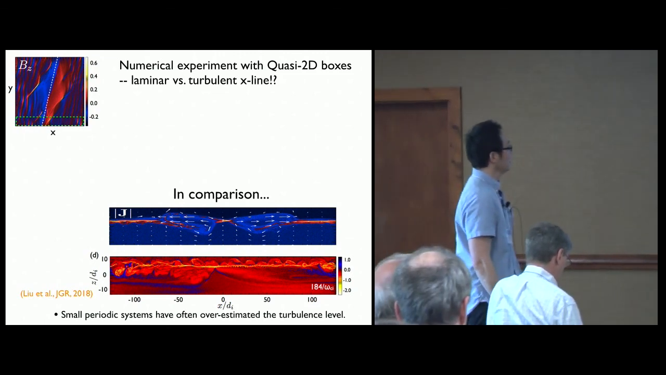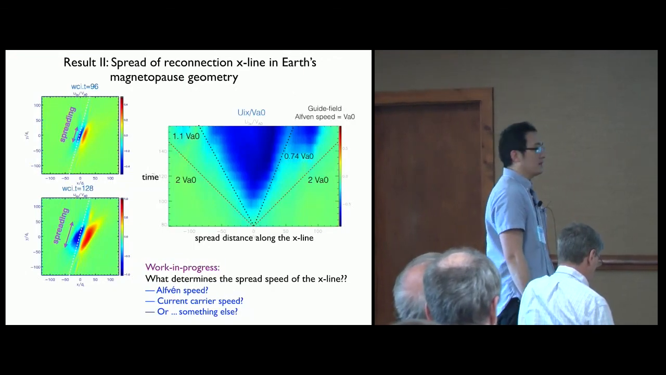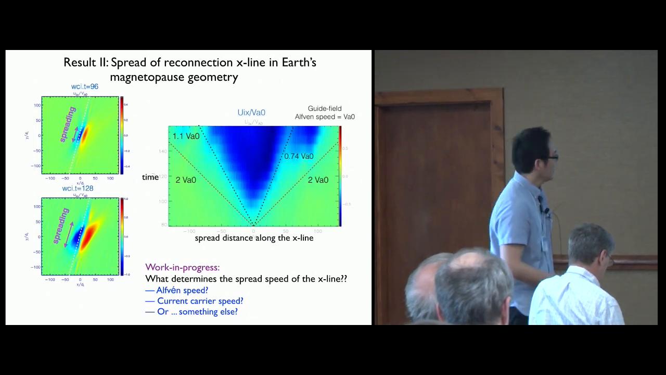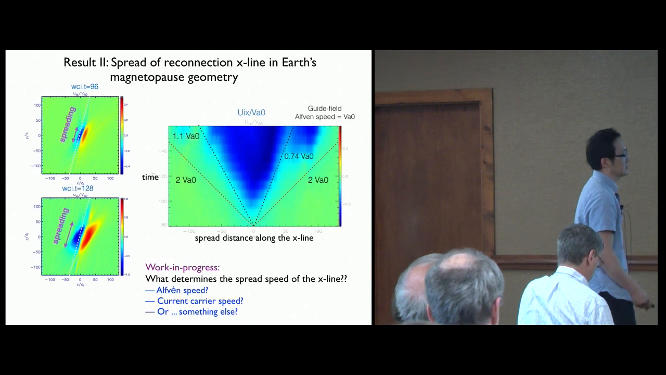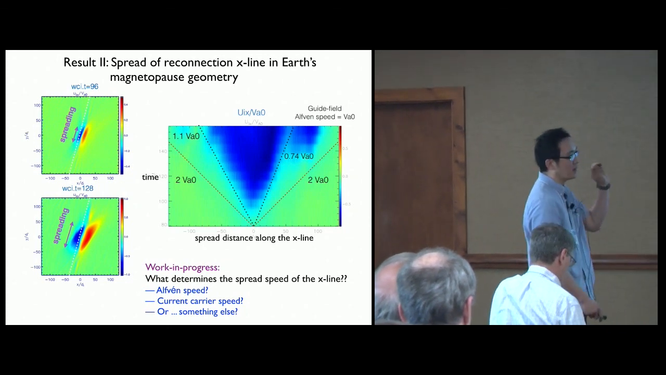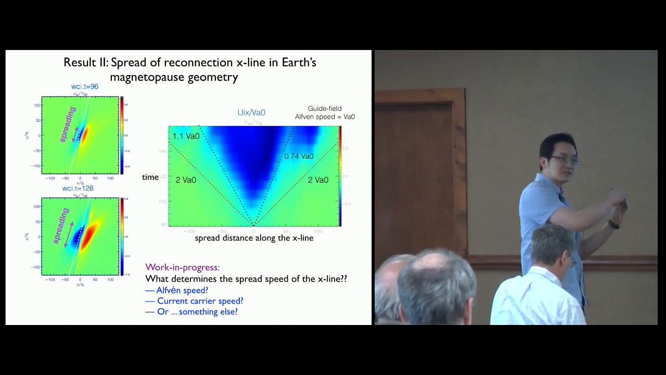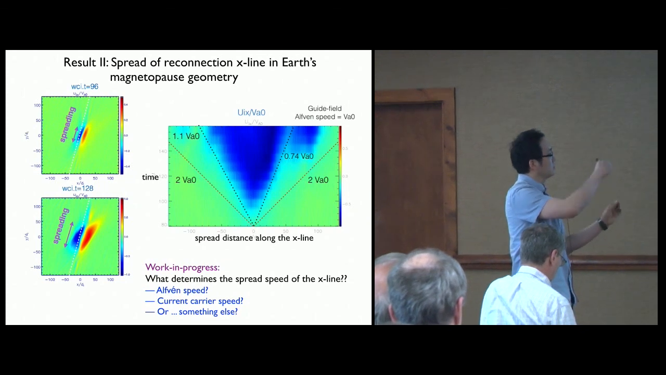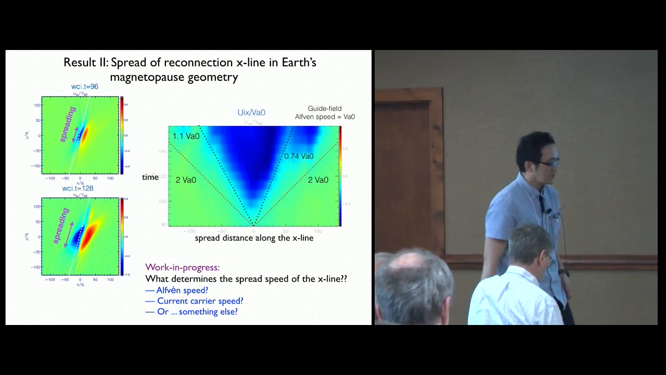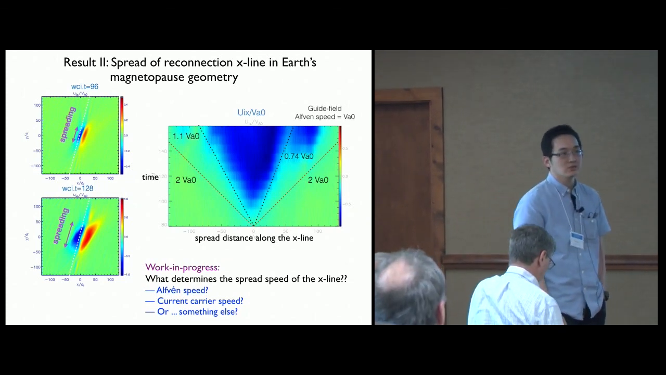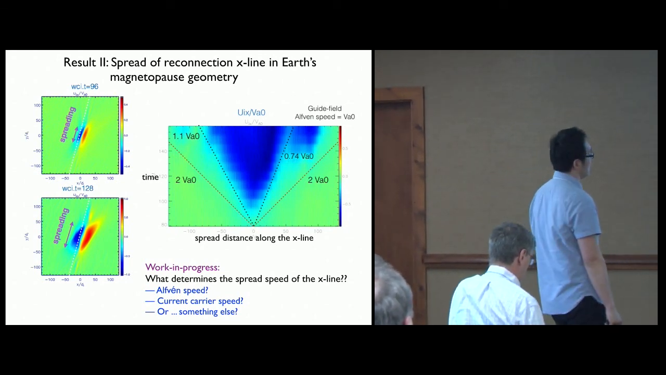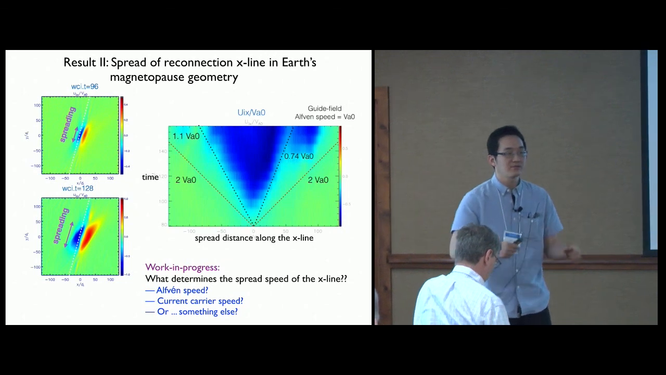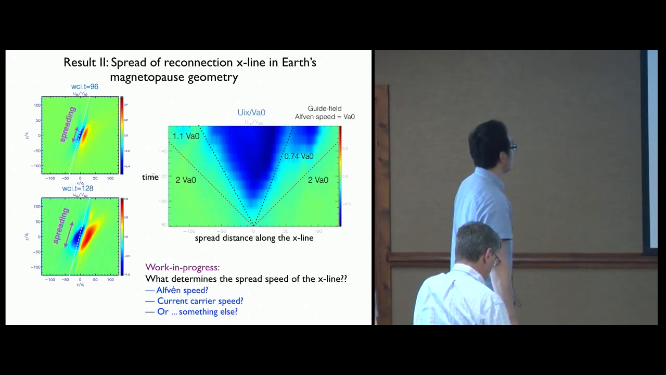So here's a new thing. Okay, other than orientation and the stability, we're also trying to study how the reconnection spreads. And this is important because reconnection in the magnetopause, once it happens, can spread to the entire magnetopause. And this will determine the plasma entry rate from the solar wind to the magnetosphere, and also the global convection of plasma around Earth.